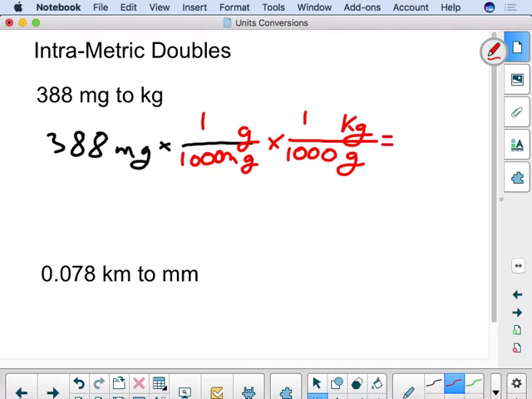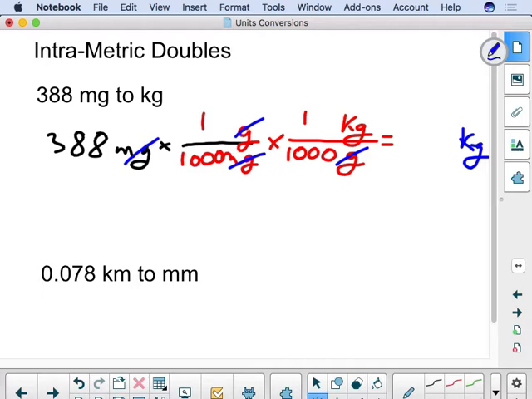Alright. So I am just canceling out units. Ninja cancellation party. I'm going to be left with kilograms, where I want to go. I'm taking 388, dividing it by 1,000, dividing by 1,000 again.